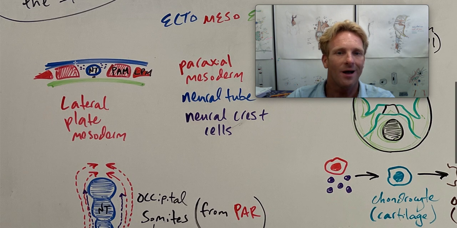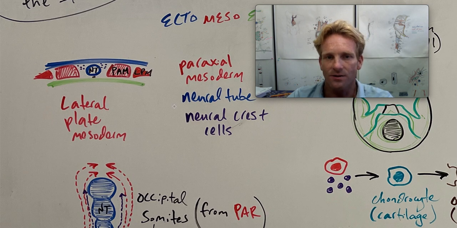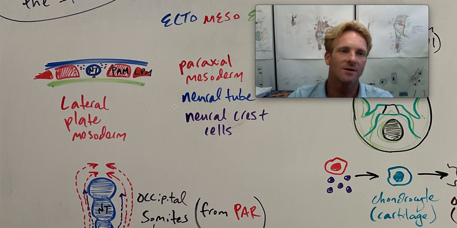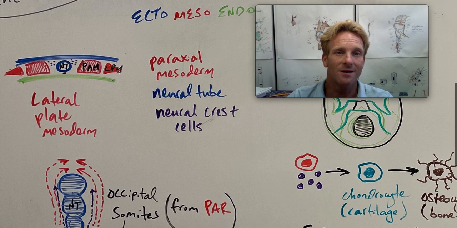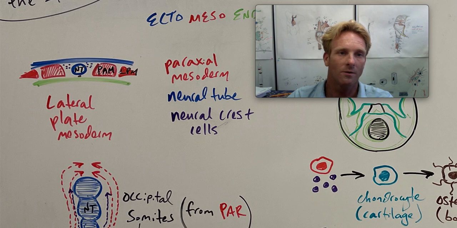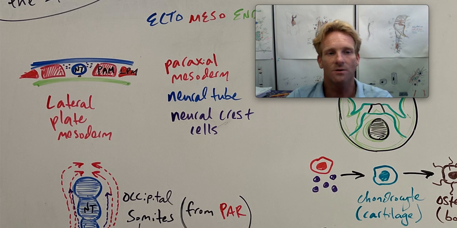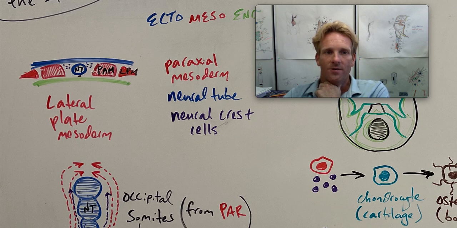These little purple dots, those represent the neural crest cells, which will go on to produce some really important things like the peripheral nervous system, melanocytes, and all that stuff. We know the neural tube is going to develop into the brain and the spinal cord. And we know that mesoderm is going to develop into bone and muscle and connective tissue and all that good stuff, blood.